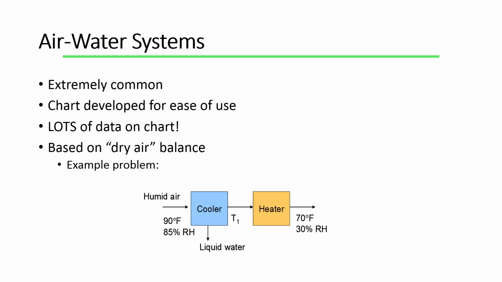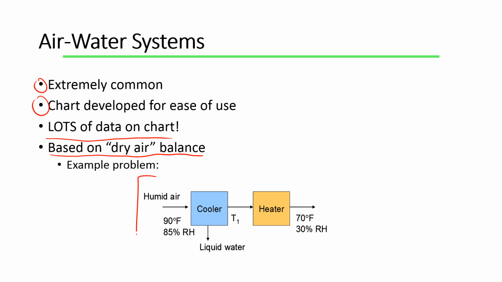Okay, so let's just go into some air-water systems. Very common in engineering. You have refrigeration systems. You have air inlets to processing equipment, for example, and you want to be able to know how much air is there and maybe the enthalpy or some other properties of that air. So there's a chart that's developed for ease of use, and there's lots of data on that chart. We're going to cover that chart and do a couple example problems today, but one thing to remember, it's based on dry air balance. So with no water in there, that's going to be in the denominator.